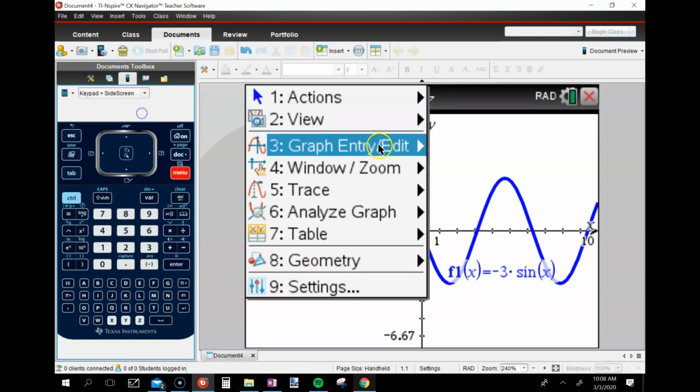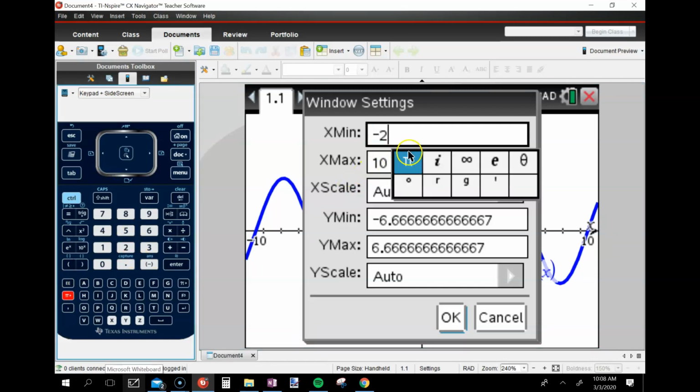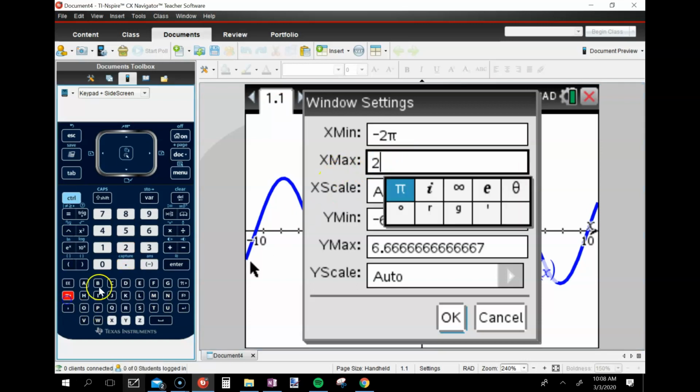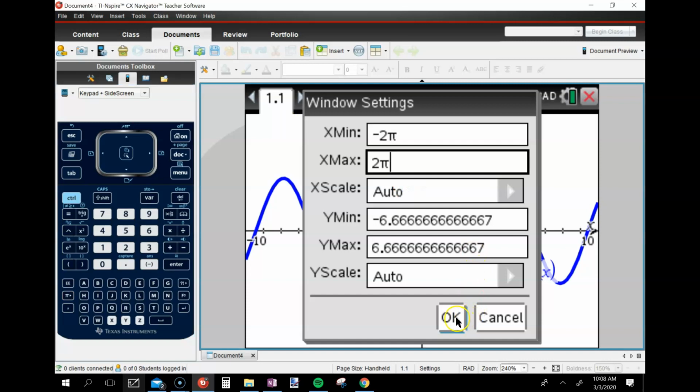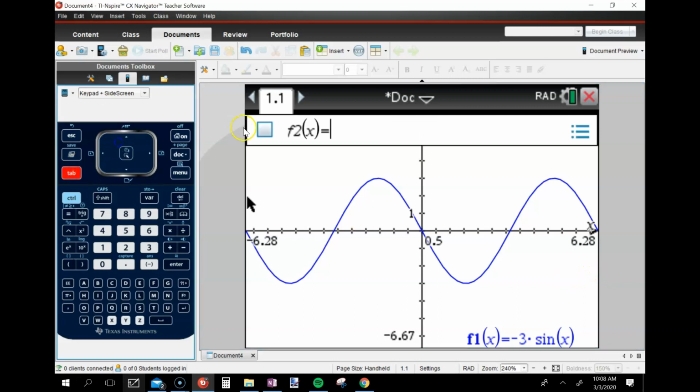Now what do I need to do? I need to change my window, right? What should be my minimum value if I'm in radians based on the picture? -2 pi. Okay, what should my maximum be? 2 pi. Okay, good. I think this is what my picture should look like for -3 sine of x. Does it match what we did?